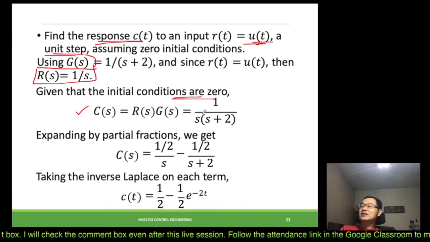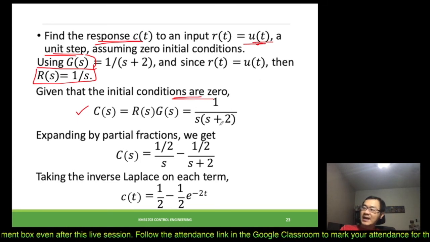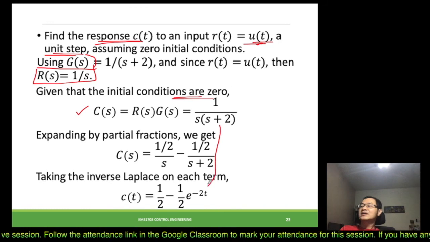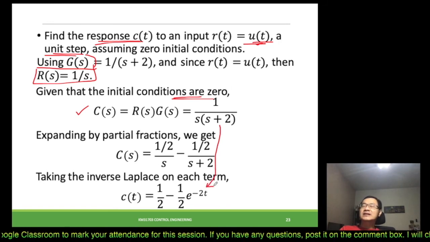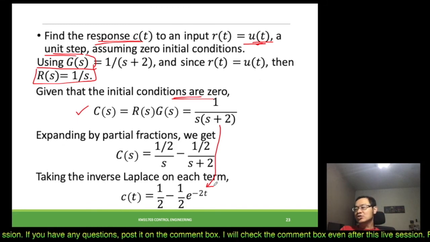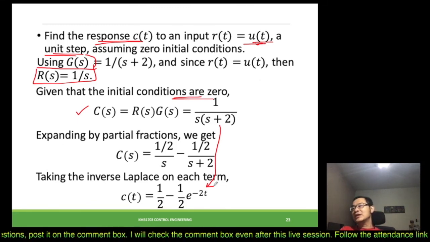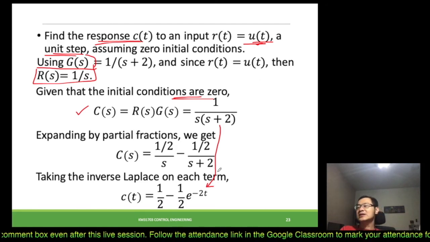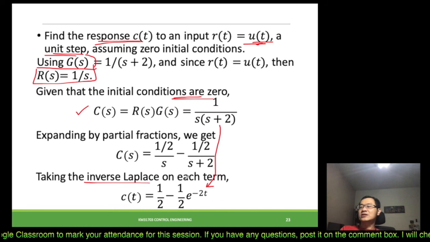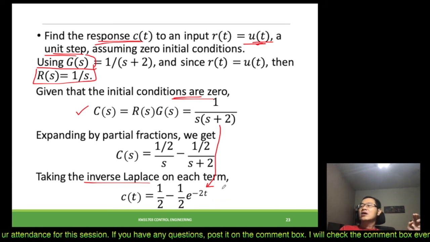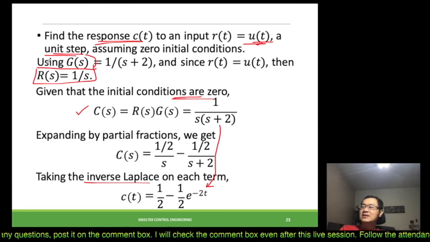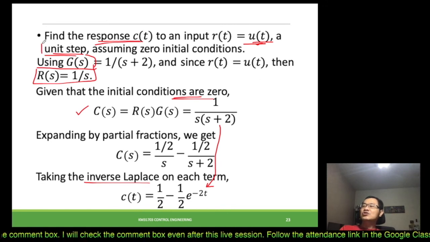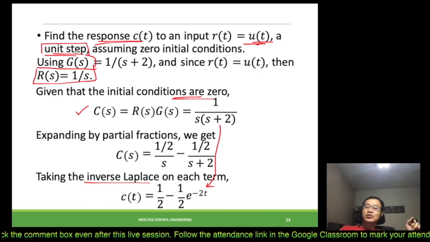After we get this, we just have to expand it back to the solution in the time domain. Previously it was in the s domain, the complex number domain. So we turn it back into the time domain through the inverse Laplace transform, and therefore we get these solutions. This would be the response of the system when given a unit step as the input.